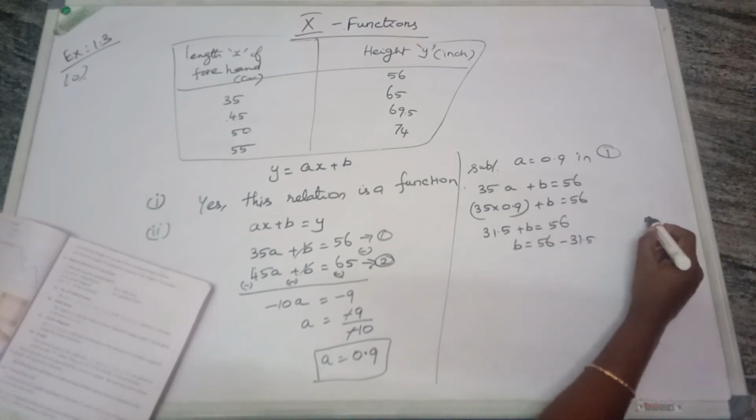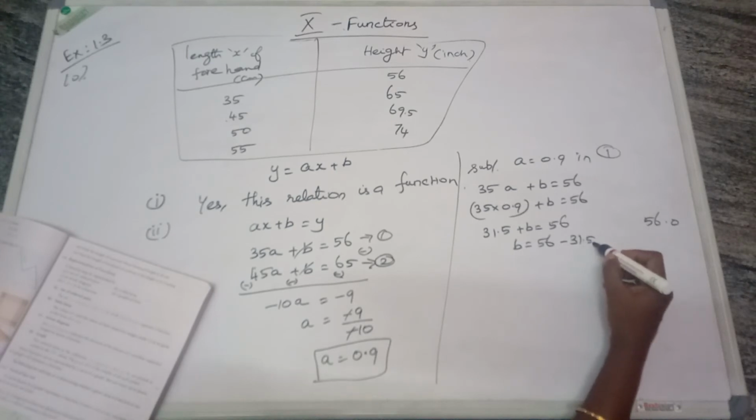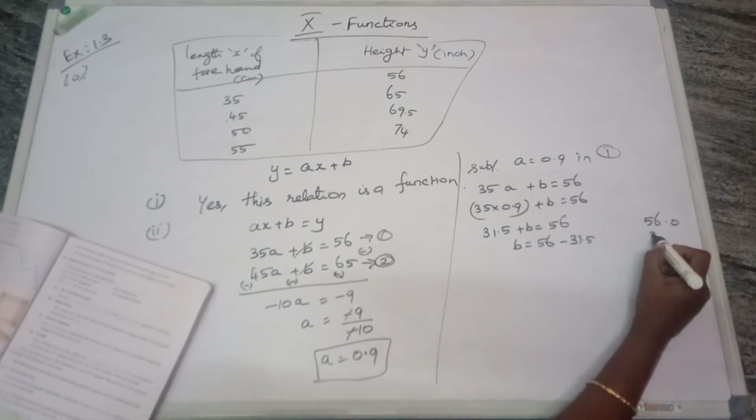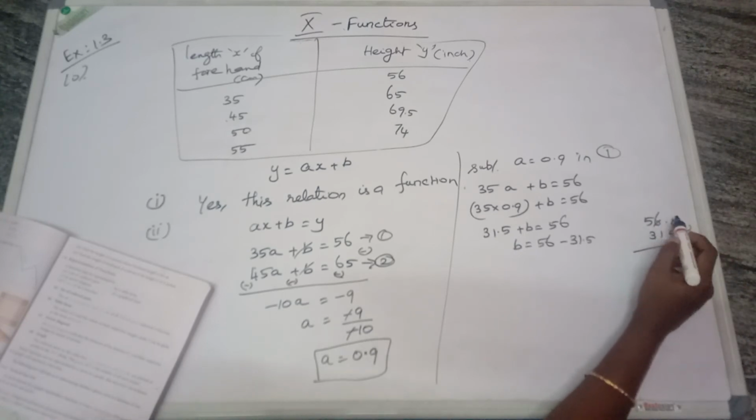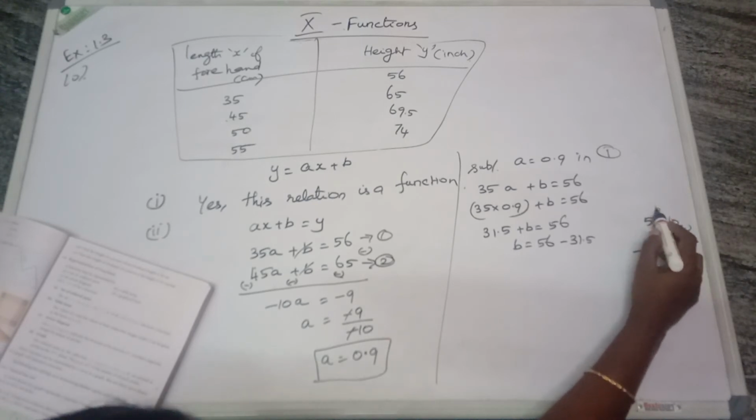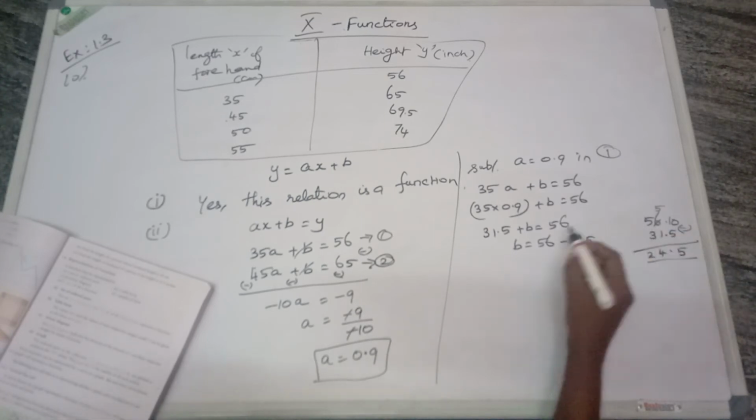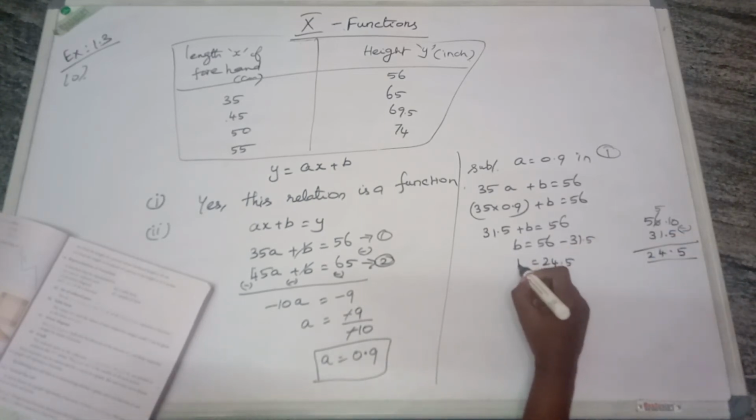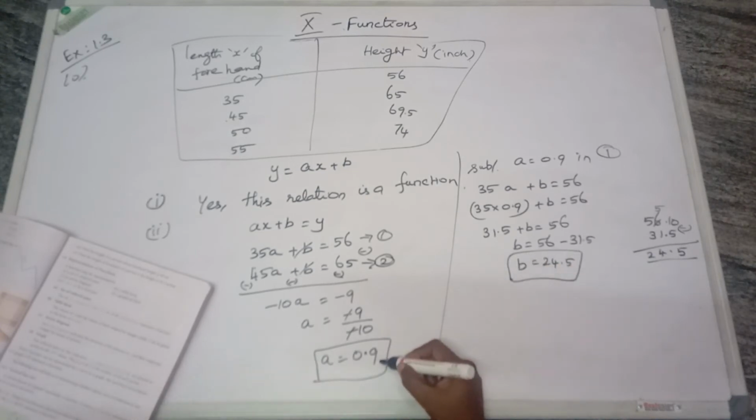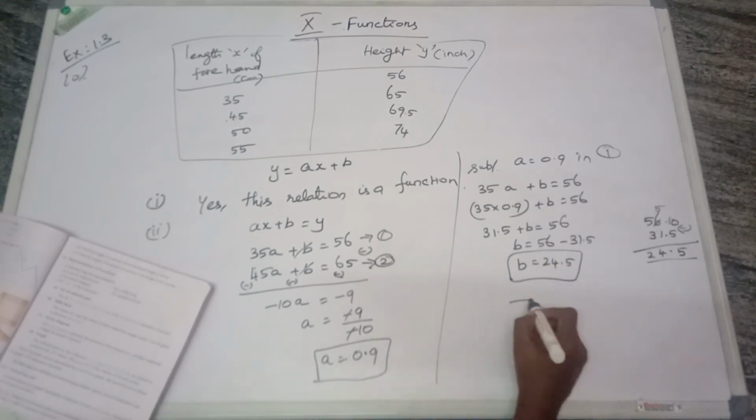So how do you subtract here? 56.0, because after the decimal we have only one digit, so we can write 56.0. If two decimals are there, you have to write two zeros. Here you have to subtract. We can't subtract 5 from 0, so you have to take 1 from the 6, so it becomes 10. You have to borrow 1, so it becomes 5 here. So 10 minus 5 is 5, then we have to put the point here. Then 5 minus 1 is 4, 5 minus 3 is 2. So 24.5 is nothing but b. So the value of a is 0.9 and the value of b is 24.5.